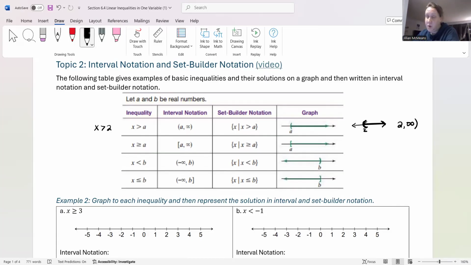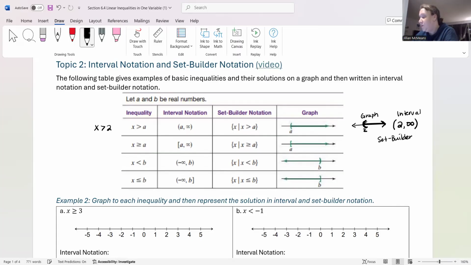The answer would be no, we cannot include the 2, so we put a rounded bracket, okay? And then set builder notation, it's easy. So we have our graph, we have our interval. Set builder, it's weird looking, but it's actually really easy to do.